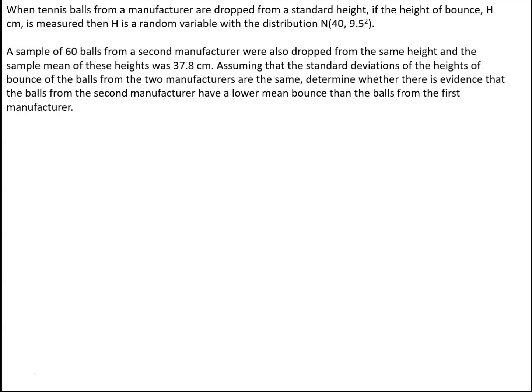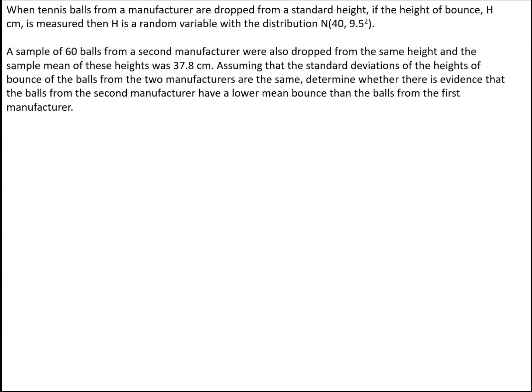When tennis balls from a manufacturer are dropped from a standard height, if the height of bounce h centimetres is measured, then h is a random variable which is normally distributed with a mean of 40 and a standard deviation of 9.5. A sample of 60 balls from a second manufacturer were also dropped from the same height, and the sample mean of these heights was 37.8 centimetres. Assuming that the standard deviation of the heights of bounce of the balls from the two manufacturers are the same, determine whether there is evidence that the balls from the second manufacturer have a lower mean bounce height than the balls from the first manufacturer.